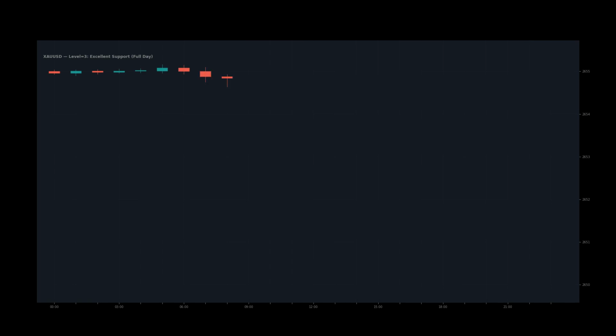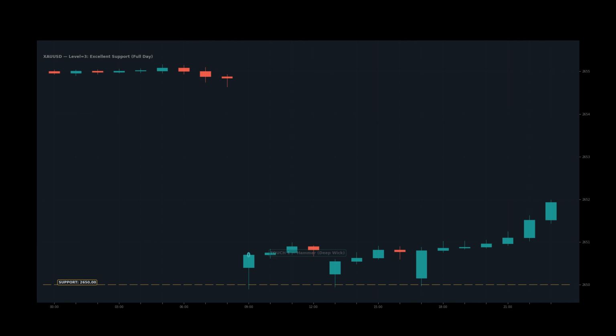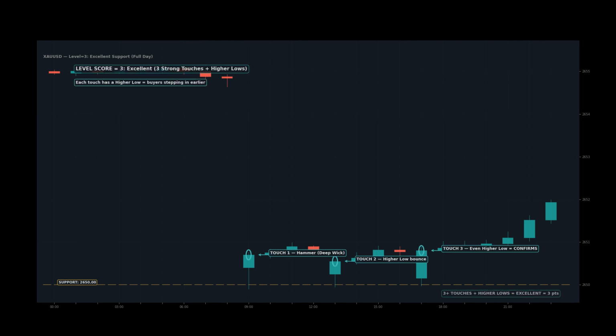Level quality score of 3 points. Excellent. Look at this full day chart. The support level at 2650.50 is touched 3 times with strong reactions each time. First touch at 6 a.m. A hammer candle forms with a long lower wick showing clear rejection. Price bounces 80 cents. Second touch at 10 a.m.